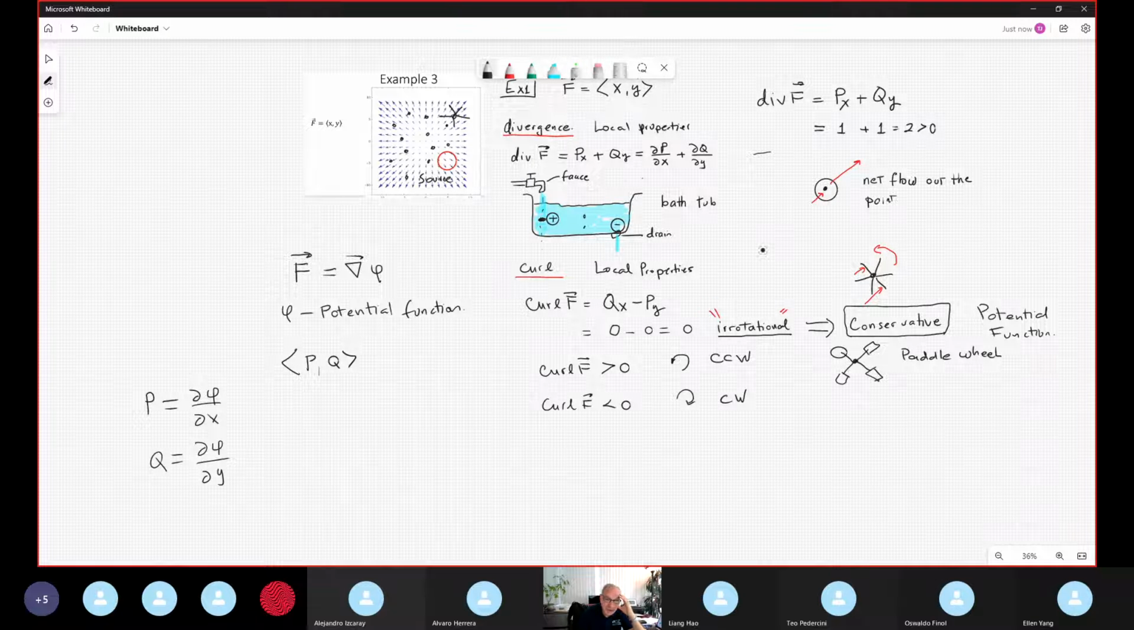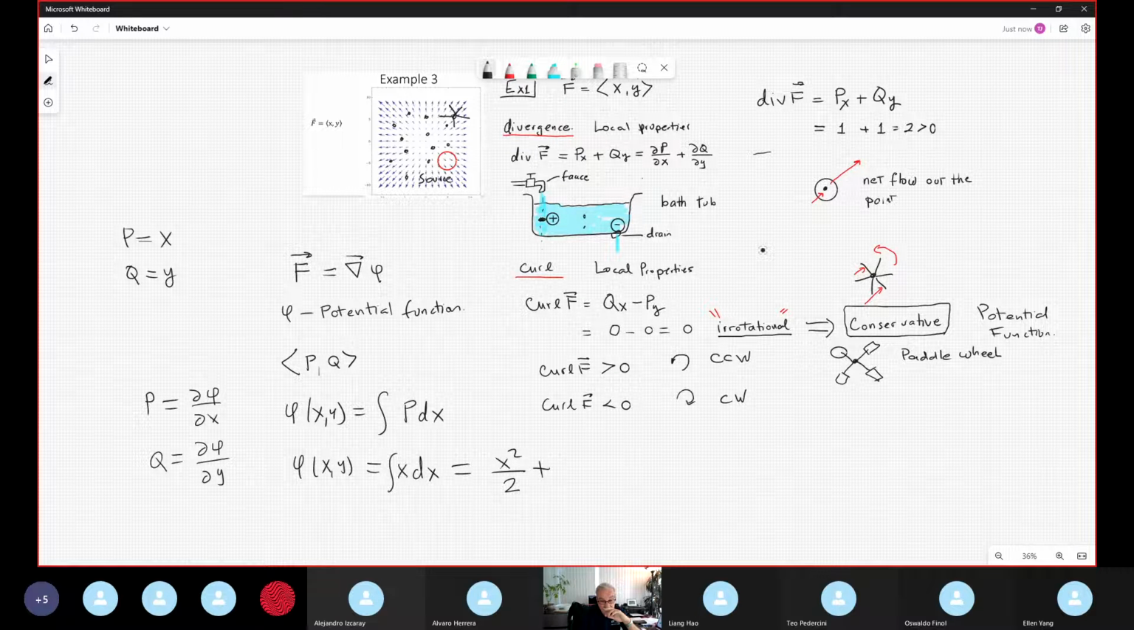So you take, for example, our example, remember, P is x and Q is y, no? In this example, it's easy. If you want to find the potential function phi of x comma y, you integrate P with respect to dx. Let's do it. P is x, integration of x dx, nice. This is x squared over 2, plus c, no? But in this case, no c.